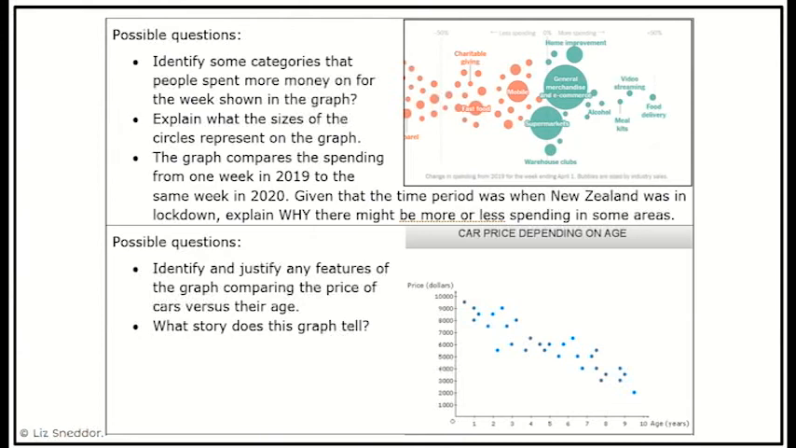Then of course the one down the bottom, a nice scatter graph there, and thinking about, okay, well, what are some of the features of that? What is the graph telling us? And you could go into a lot more detail there.